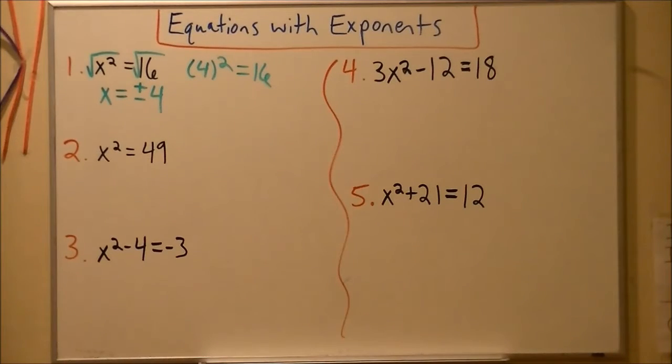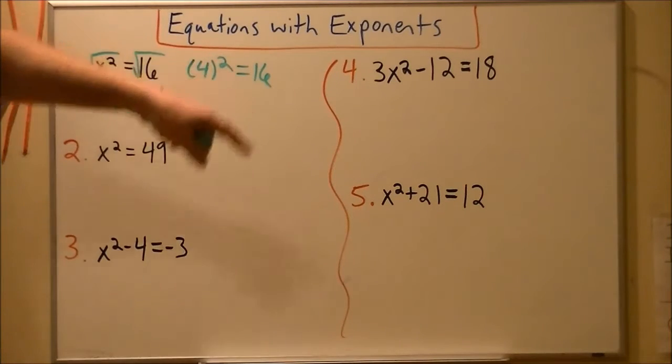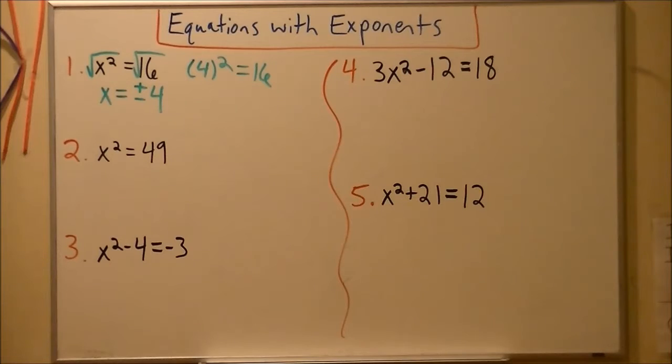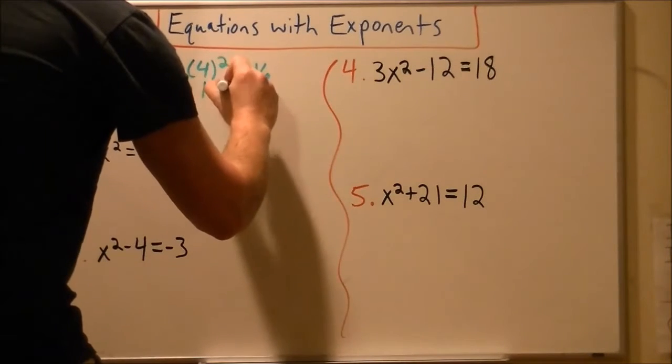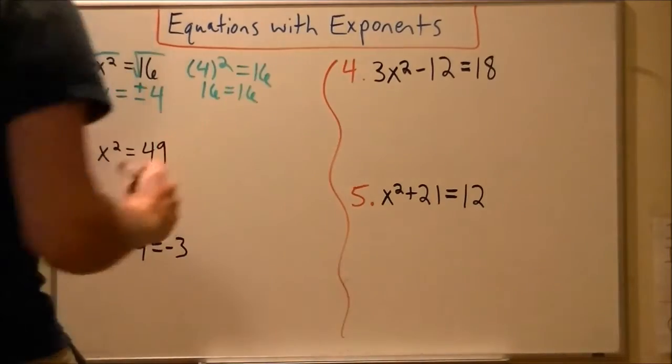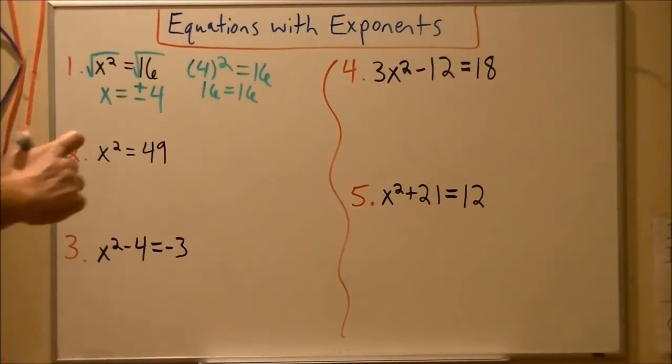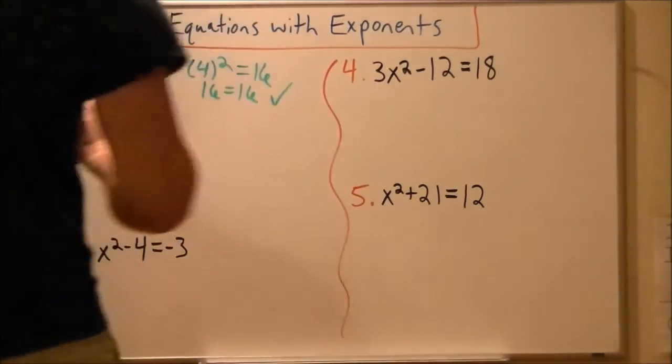What is 4 squared? Remember, that's not 4 times 2. Okay, that would be 8. That's not what that means. 4 squared, or raised to the second power, means 4 times itself, or 4 times 4. And 4 times 4 is 16. Does 16 equal 16? Bingo. And so I'm good on that one.